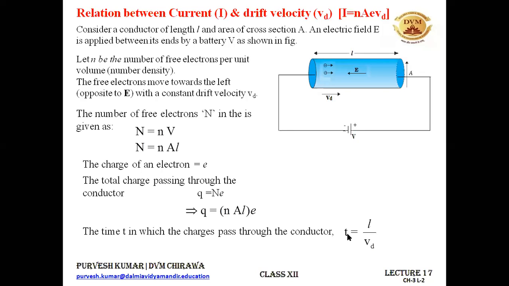We know speed is equal to distance upon time. Similarly, time is equal to distance upon speed. So that formula we have used. Now we have two quantities. One is the total charge passing through the conductor, that is Q, and the other one is the time in which that charge Q is passing through the conductor.